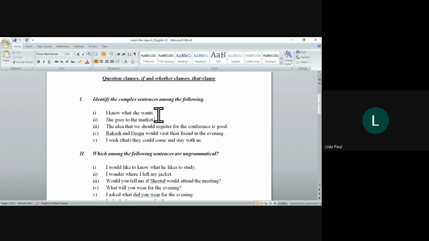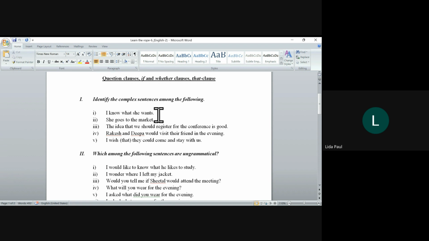Look at that. I know what she wants. Right? Look at this. So you have the subject, you have the verb, and you have the object of that verb, that is, what she wants. And now look at the object. I'm not saying I know English or I know something, right? It says what she wants.